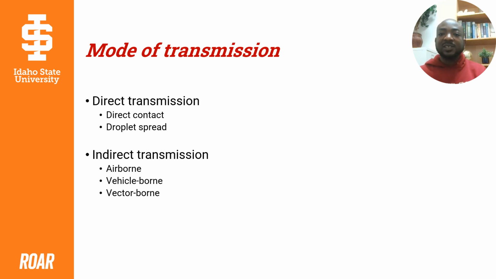Indirect transmission refers to the transfer of an infectious agent from a reservoir to a host by suspended air particles, inanimate objects, or animate intermediaries, which we call vectors. Airborne transmission occurs when infectious agents are carried by dusts or droplet nuclei suspended in air.